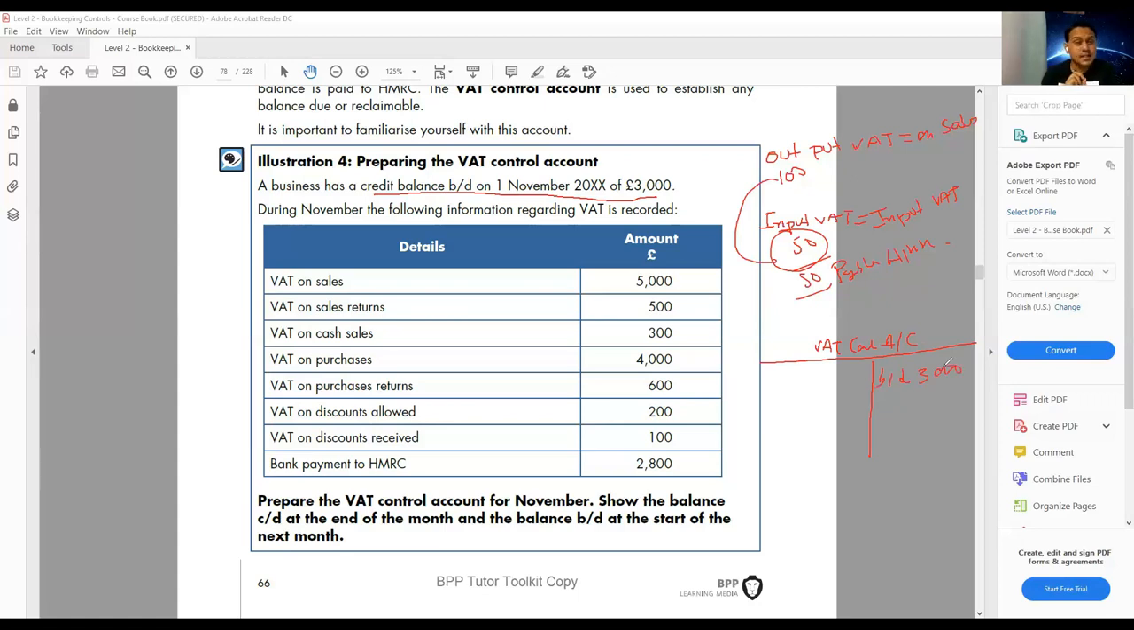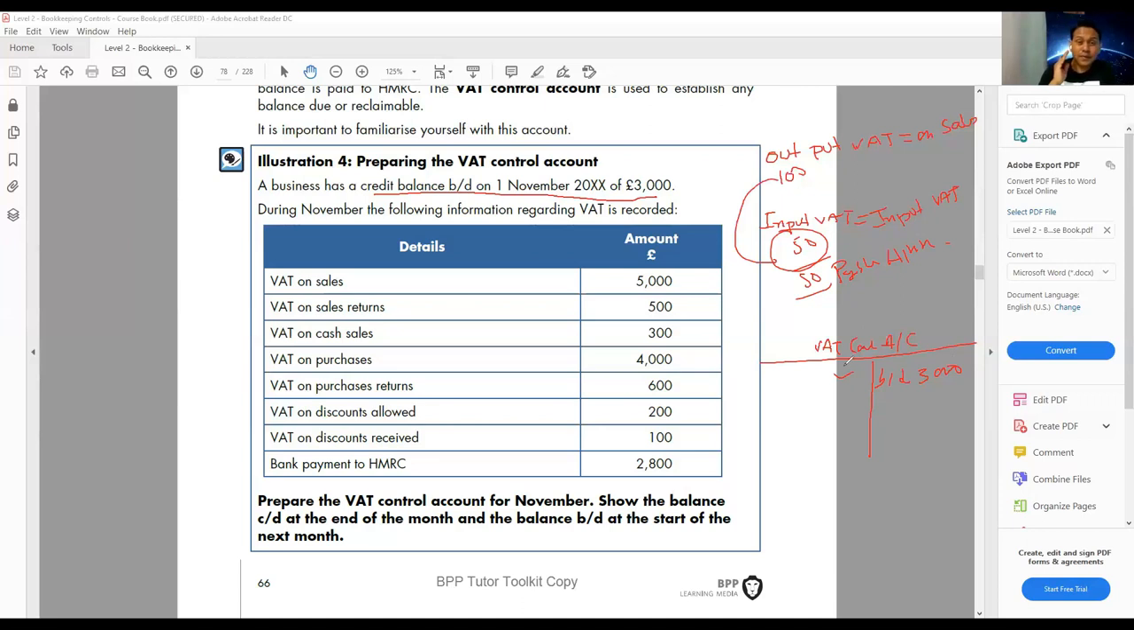If the question doesn't say anything, if the question just says VAT control account opening balance 3000, and they don't say whether it is debit or credit, still you will take it on the credit side. But if the question clearly mentions VAT control has a debit balance, then only that time you take it on the debit side. Other than that, never ever does the VAT control account balance come on the debit side, it's always on the credit side. So this is the first thing.